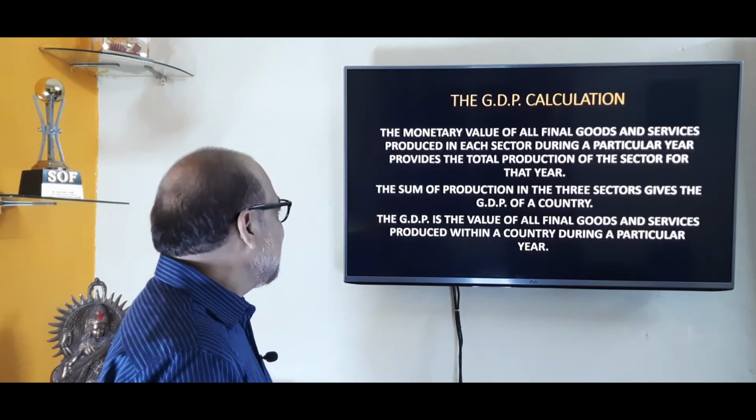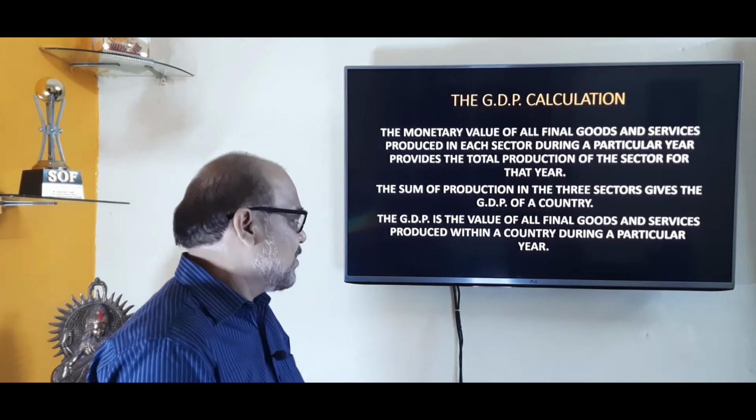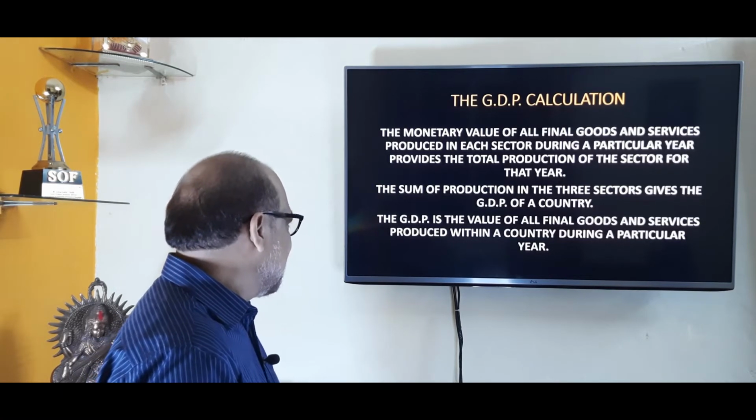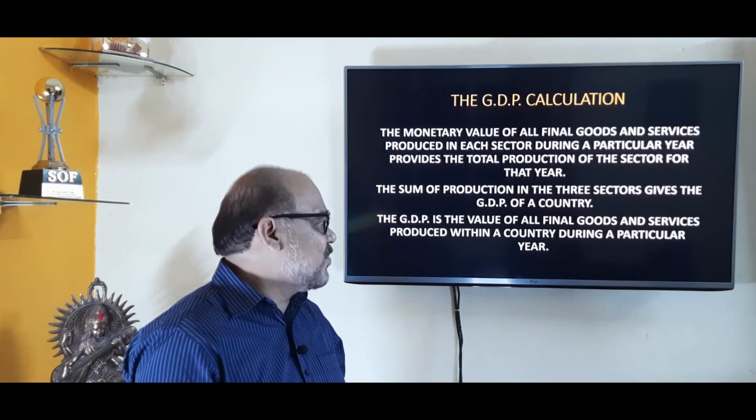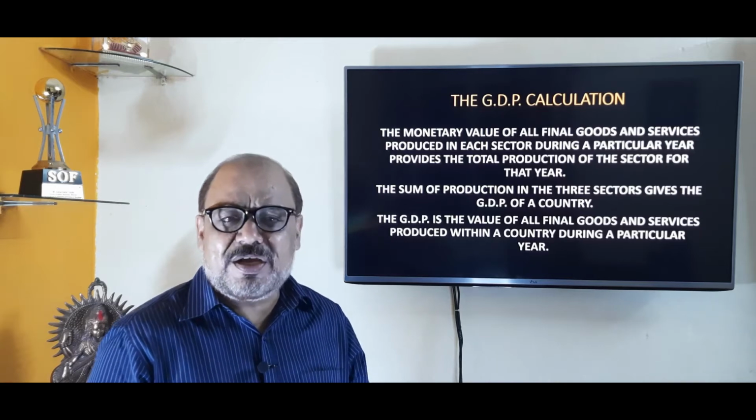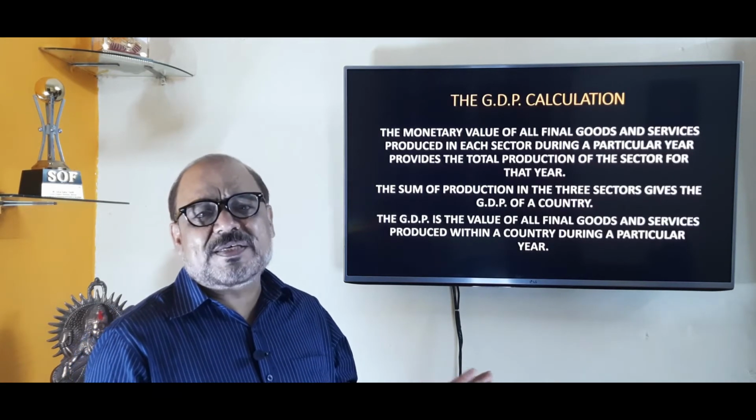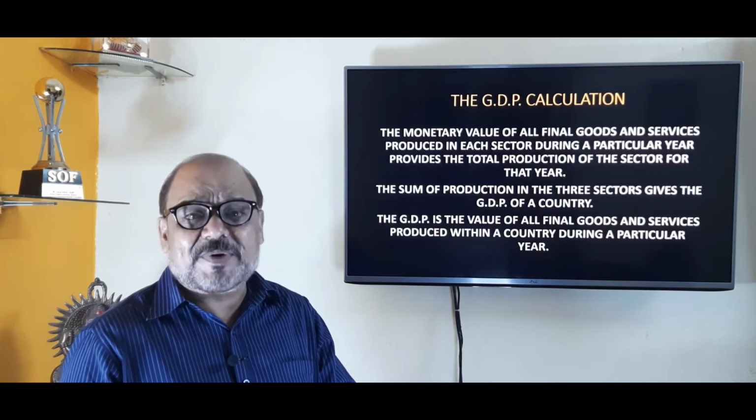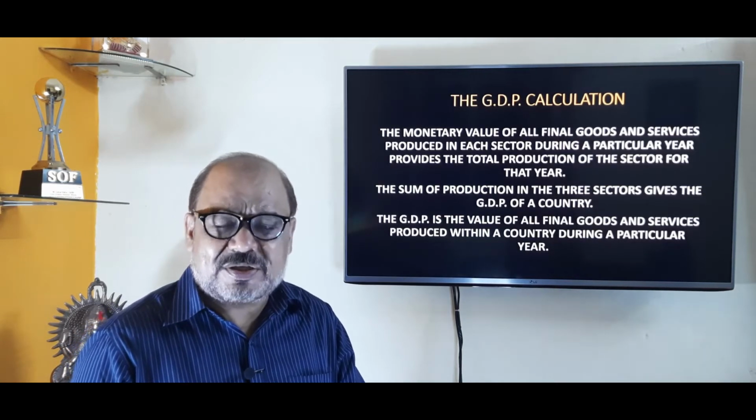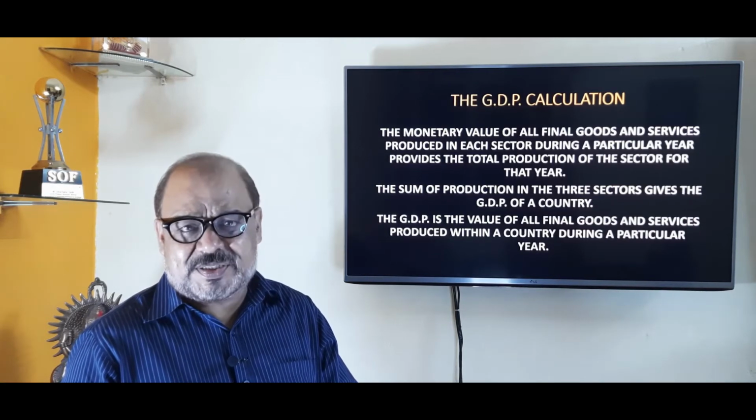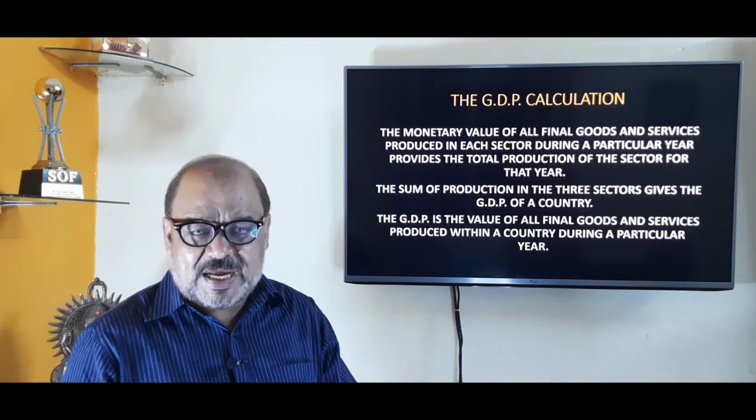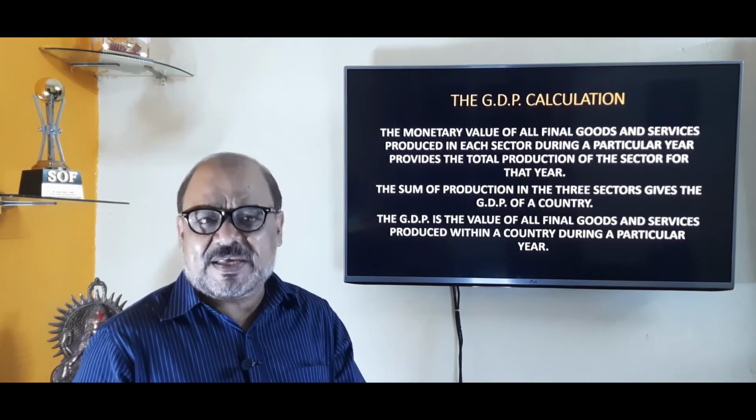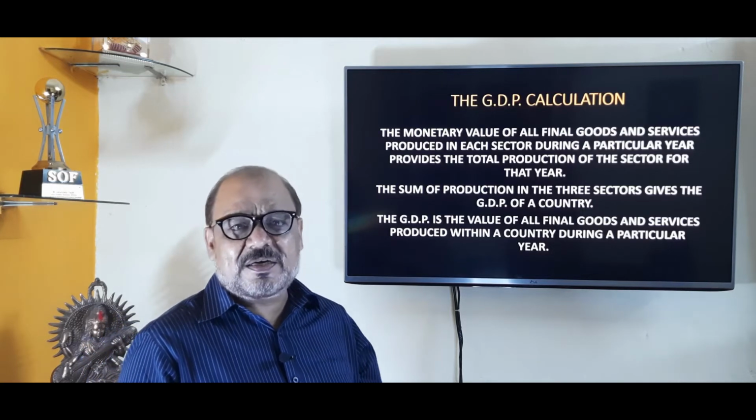It means the sum of production in the three sectors, the primary sector, the secondary sector and the tertiary sector, gives the GDP of a country. The GDP is the value of all final goods and services produced within a country during a particular year. We have to do a very simple thing. We have to calculate the monetary value of all the goods and services produced in a particular year by a sector of activity, like the primary sector, the secondary sector, the tertiary sector. And then the monetary value of all these three sectors are to be added up. Whatever we get is the GDP of the country.